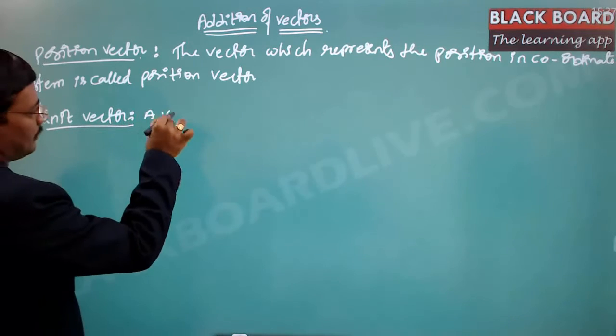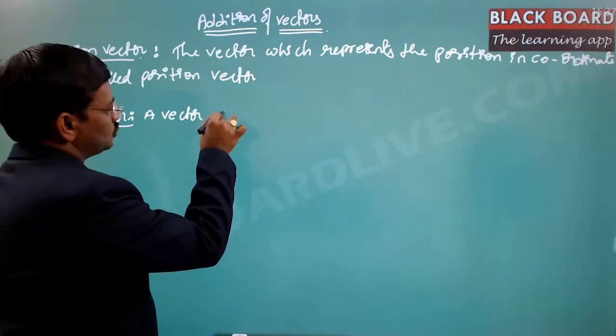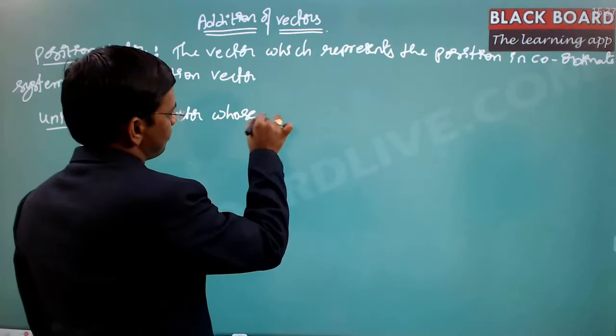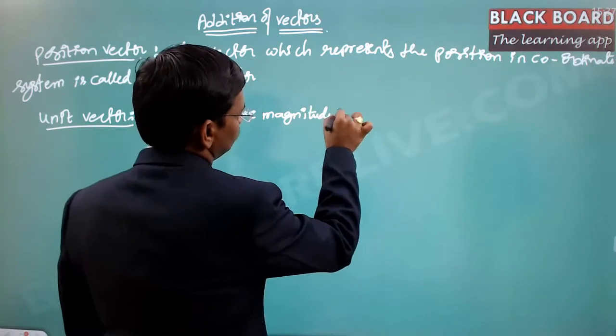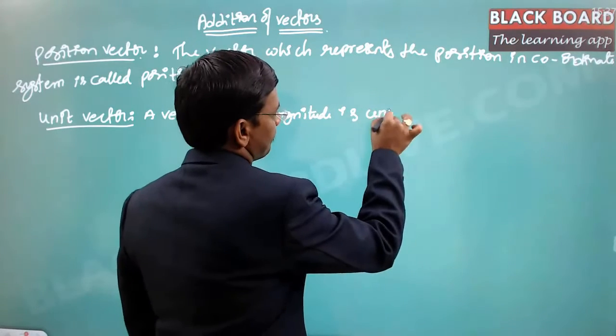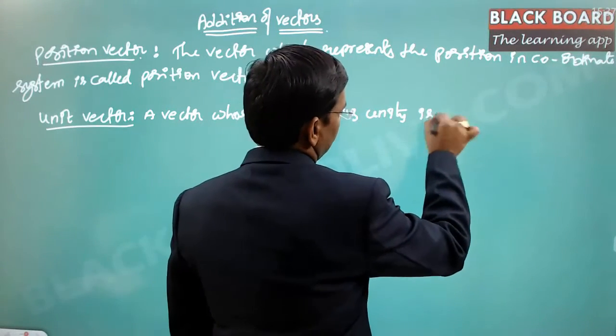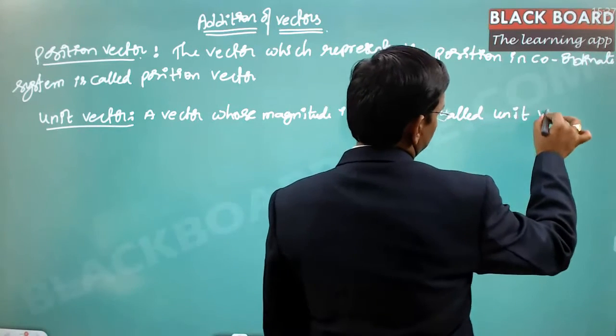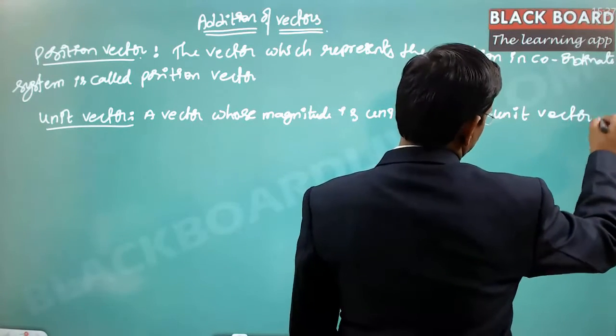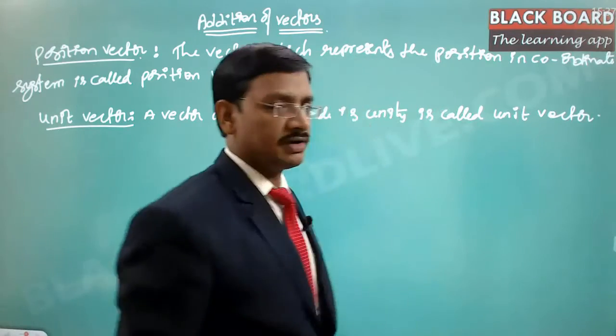A vector whose magnitude is unity is called a unit vector, right? So this is called the unit vector.